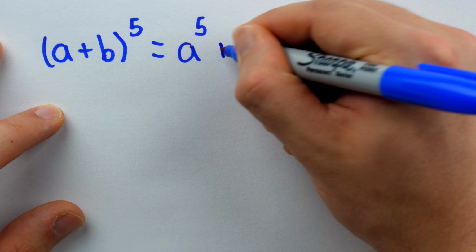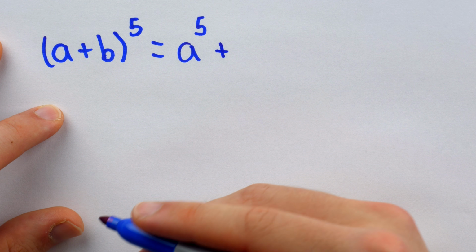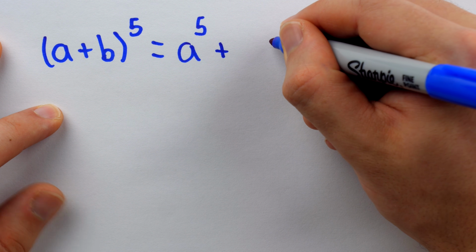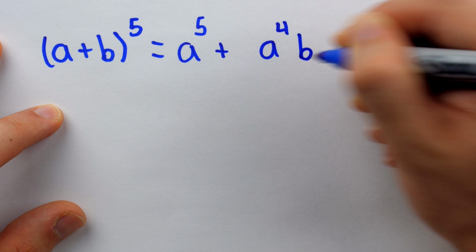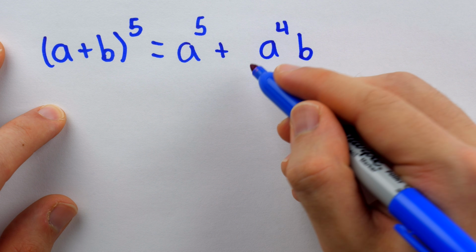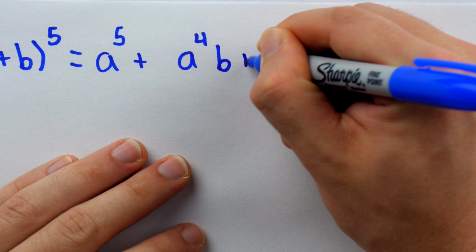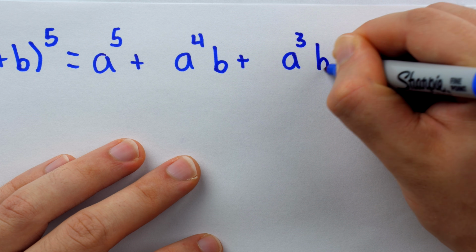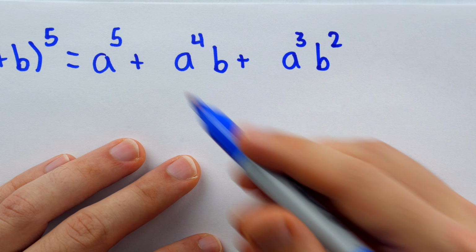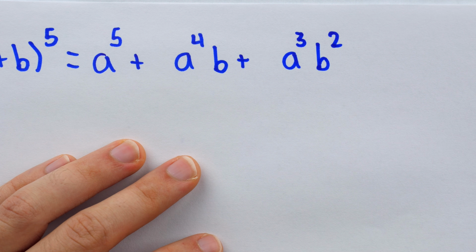From then, each term will have a's power counting down and b's power counting up. Hence, the next term will have a to the power of 4 and b to the power of 1. I'm just going to leave space for the coefficients while we write these out. The next term is going to have a to the power of 3 and b to the power of 2. Again, a's exponents will count down while b's exponents count up.